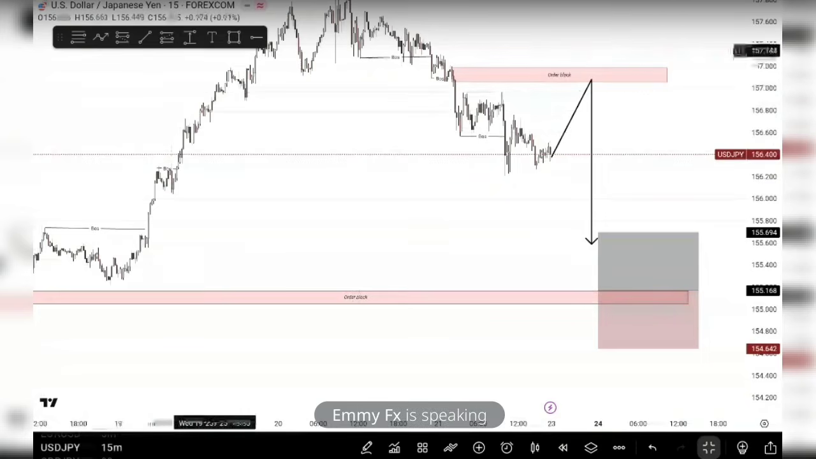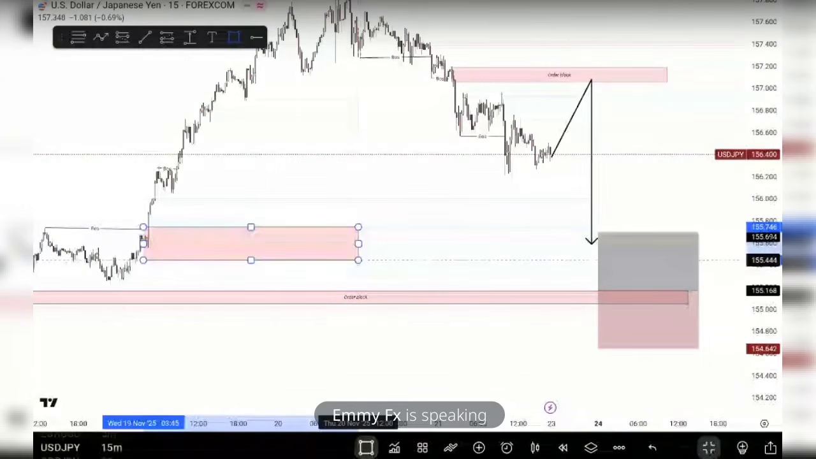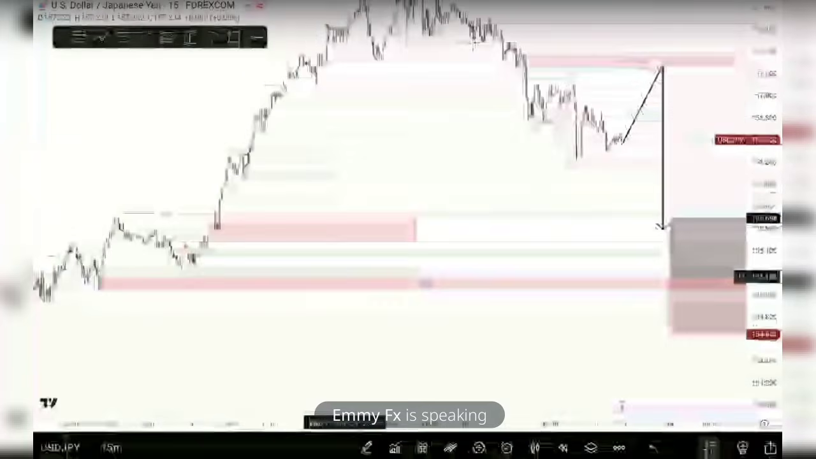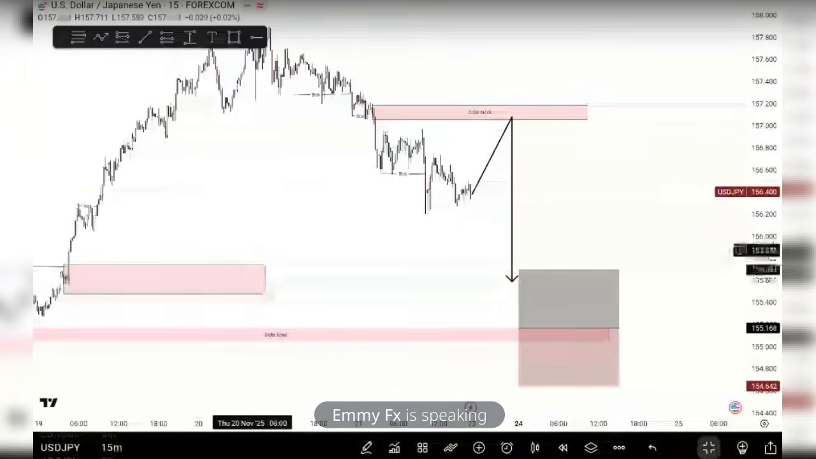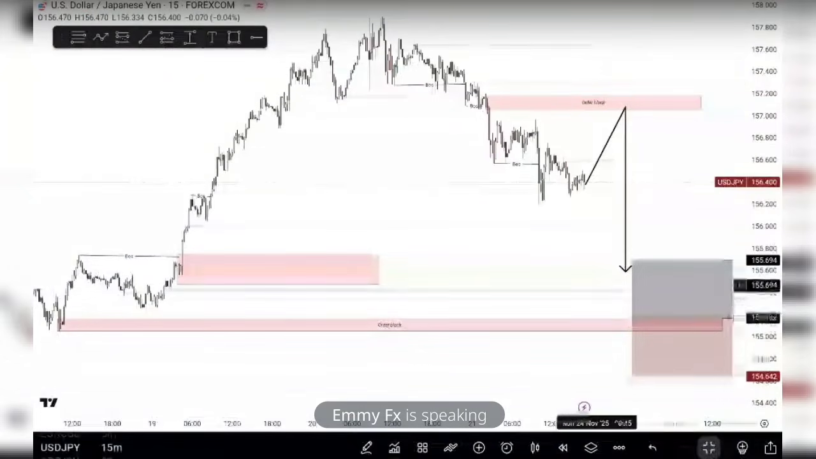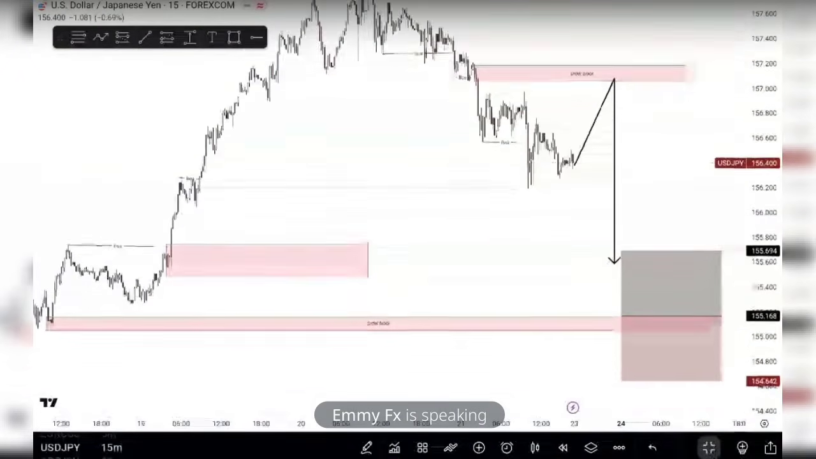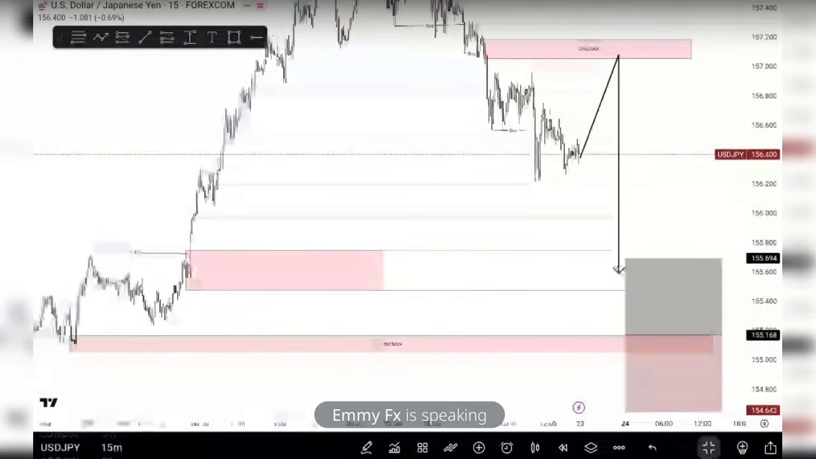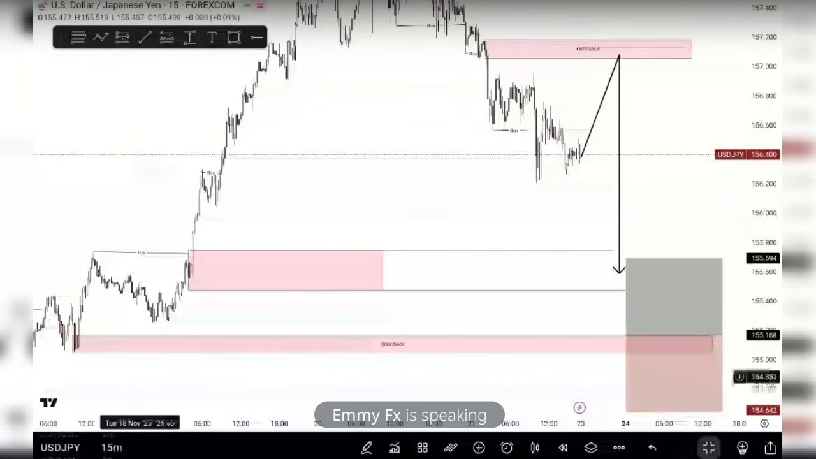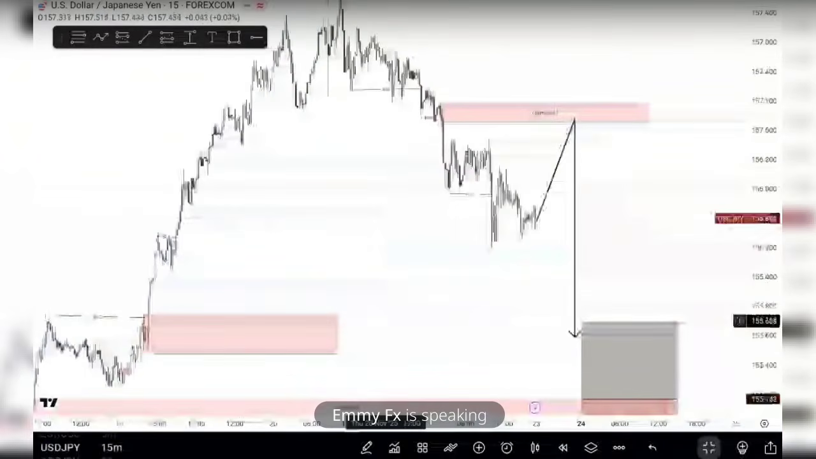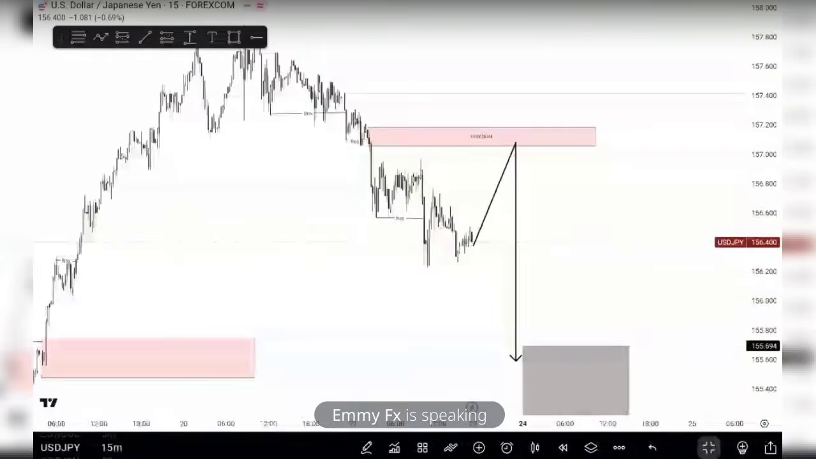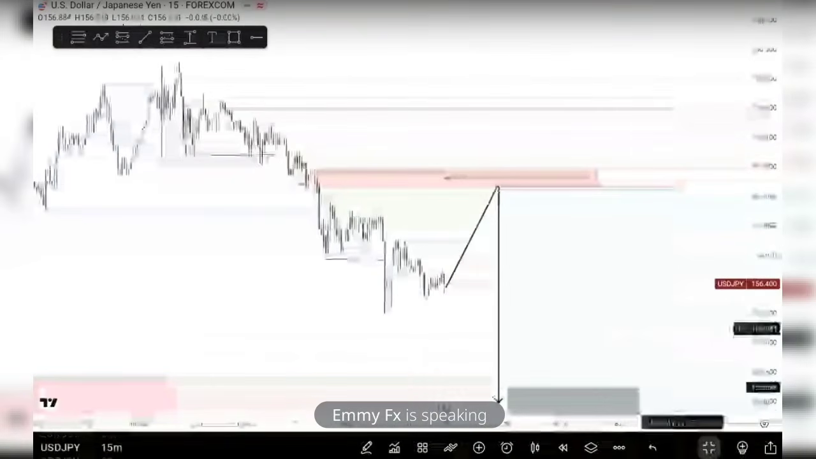You are going to look at this zone in case price wants to reverse from this zone. You're also going to look at this zone in case price wants to reverse from that. But the best place to buy your USD JPY is from this zone. And if we want to sell, we should look at the sell coordinates to push price to the downside.